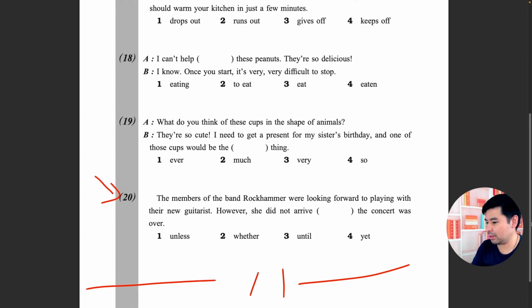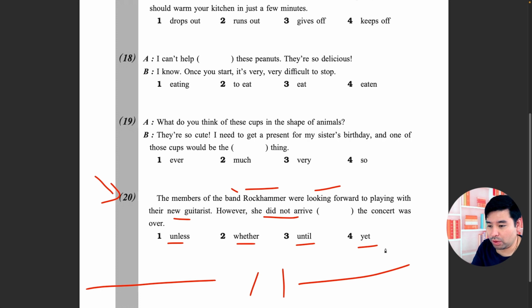So, again, let's read that one more time. What we have here is the band, a music band, of course. If we are talking about a band, it's a music band. The name of the band is Rock Hammer. They were looking forward, they were willing to play with their new guitarist. However, she did not. So the new guitarist is a girl, it looks like a woman, and she did not arrive. No. The concert was over. So probably she did not, if the sentence here is negative. So maybe unless, whether, until, yet.